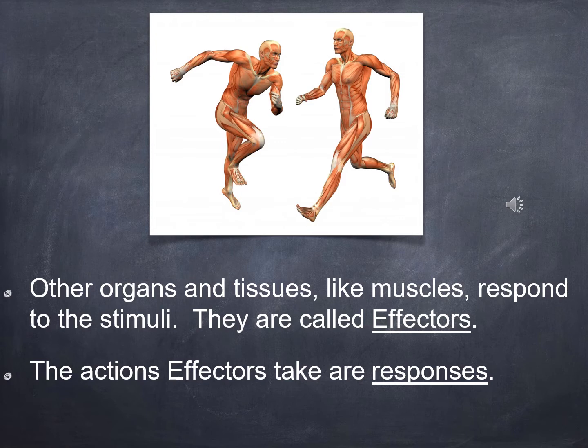For example, if you look at a bright light, the stimuli is the light. The receptors are the rods and cones on your retina, it's part of your eye. Your response will be for the muscles or the effectors in your iris to change the dilation of your pupil. It will constrict your pupil and make it smaller. That is your response. Again, those muscles in the iris are the effectors.